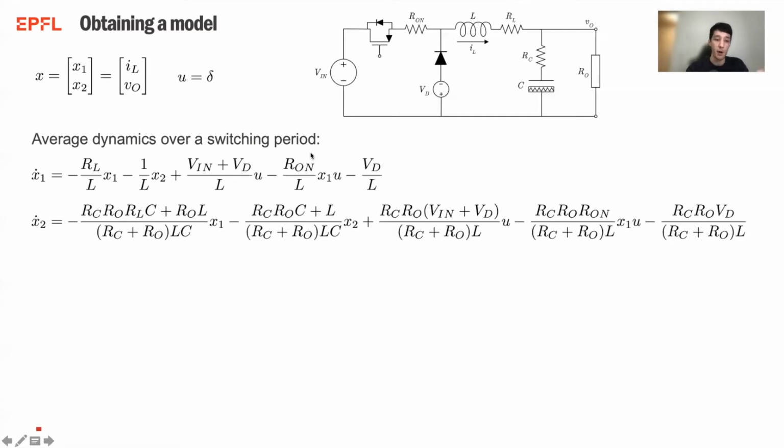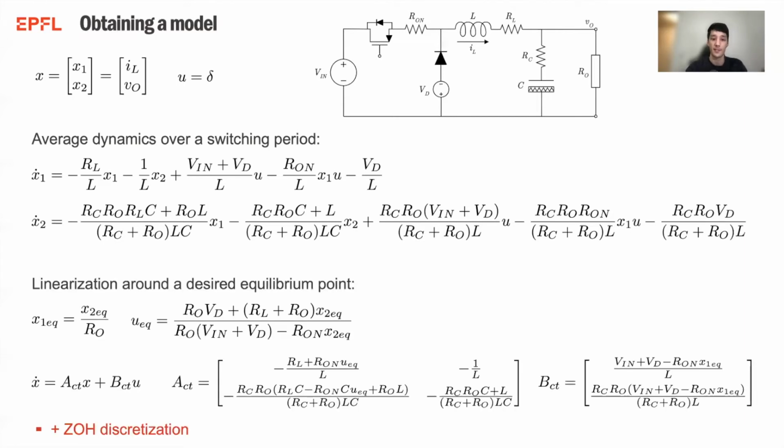Now, we need a linear model because we want to apply linear MPC here. So what did we do? We linearized these dynamics around an equilibrium point. Now, how do you find the equilibrium point of this system? For example, we knew that we wanted the output to be at 5 volts. So that's the desired equilibrium for X2. And then in order to figure out what X1 and U are, you simply set these two equations to 0 and solve for X1 and U.